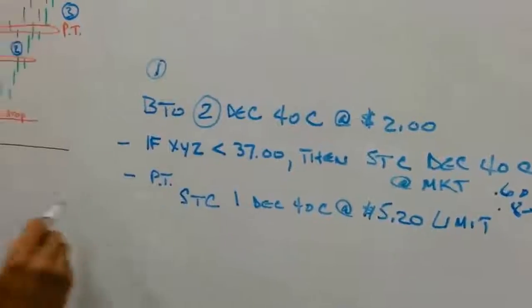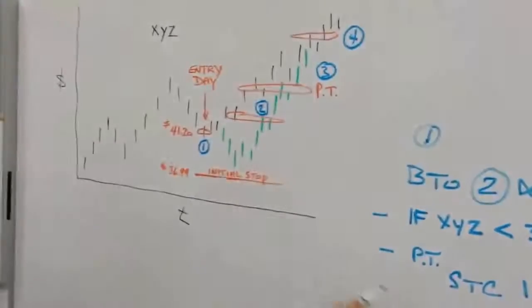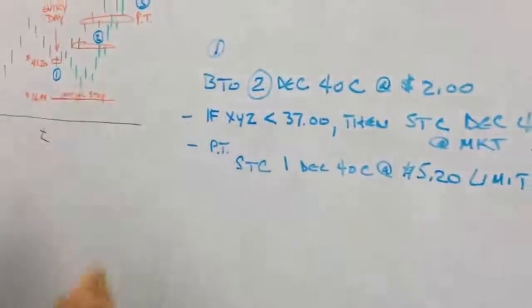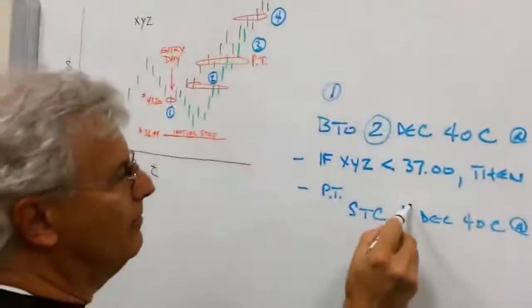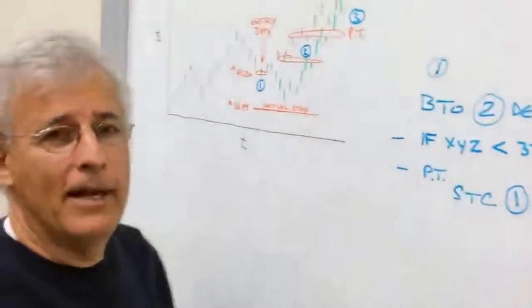So if the market trades up to that level, where the option gains in value to 5.20, we'll get filled on half the position. Now, in order to do that, to sell half, you've got to have more than 1 contract on in the first place.